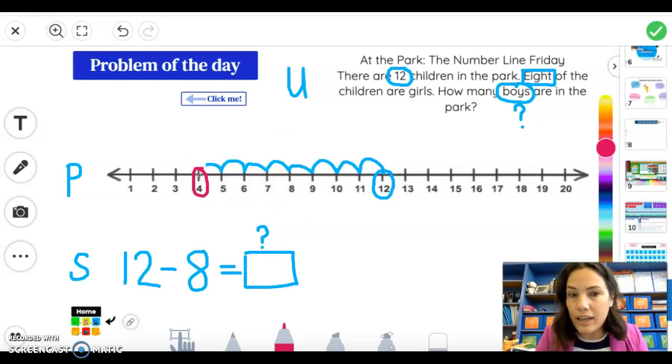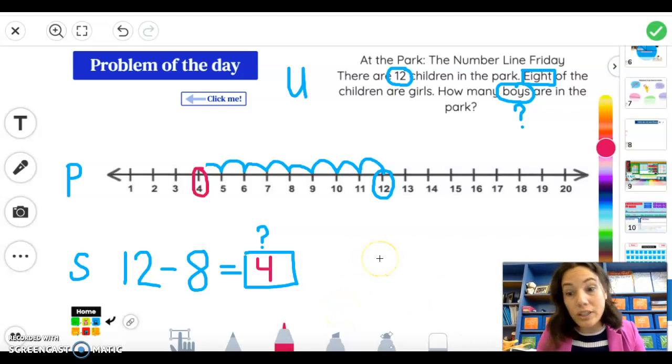So if I'm using my number line, I went back 8. I took away 8 girls. How many boys are there? There are 4 boys. So I'm going to go ahead and write my number here. And I can actually use addition to check my work. So let me see. If I use addition to check my work, let me use a different color.